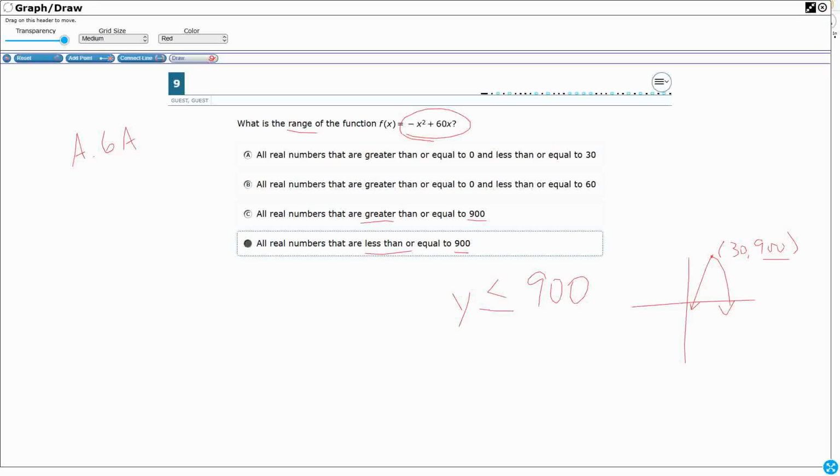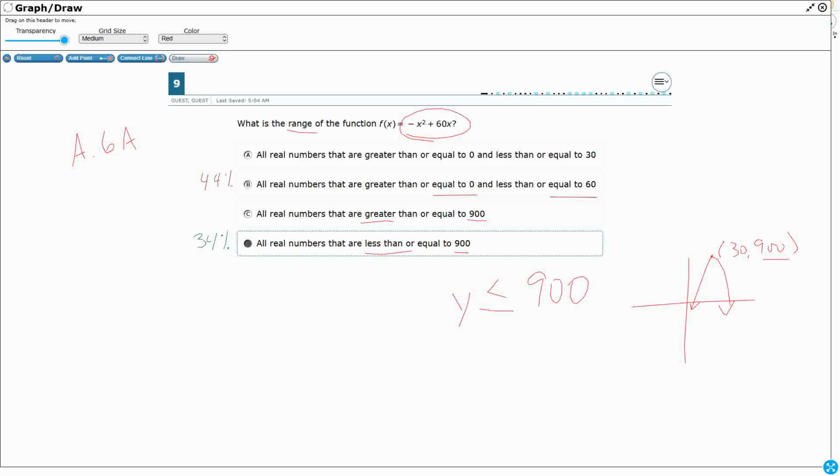Now, this ended up being very difficult for some reason. Only 34% of our students got this correct. That's extremely low. But take a look at B. B had 44%. So we had 10% more students choose B. All real numbers that are greater than or equal to 0 and less than or equal to 60. Where in the world is 0 and 60 coming from?